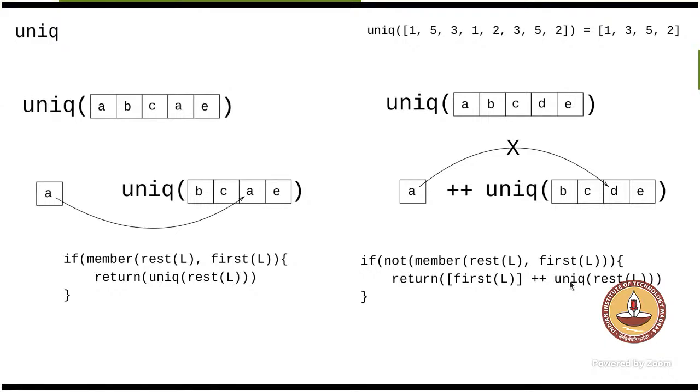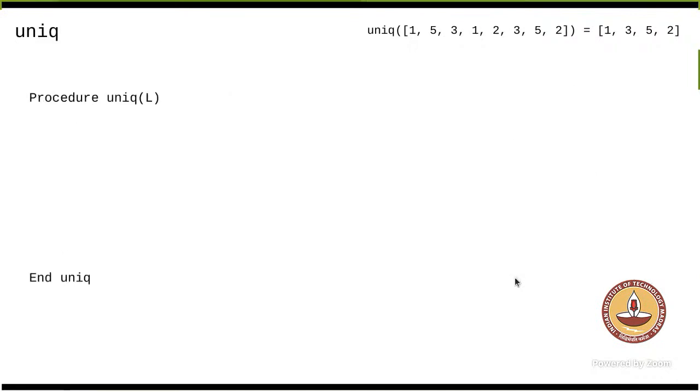So did everyone get the logic? Yes, sir. Any questions? Sir, in this case, the unique of the remaining list will have the unique values only. Yeah, that will recursively find the unique elements in the rest of it. Okay, so now let's go on.